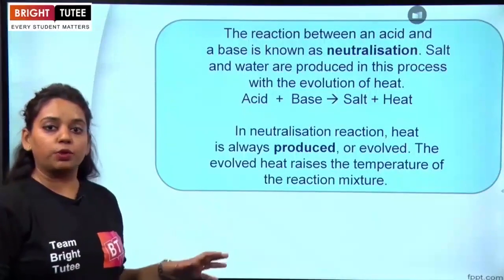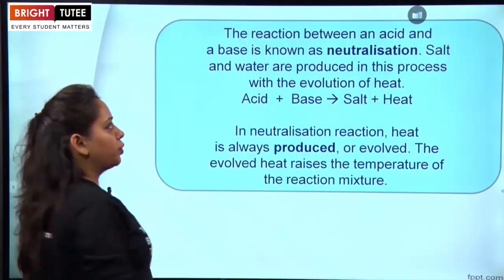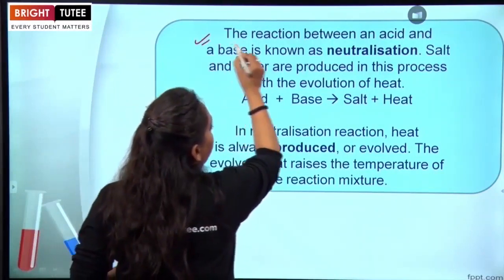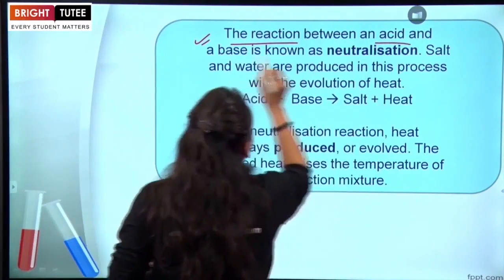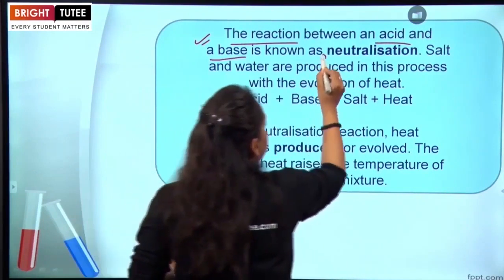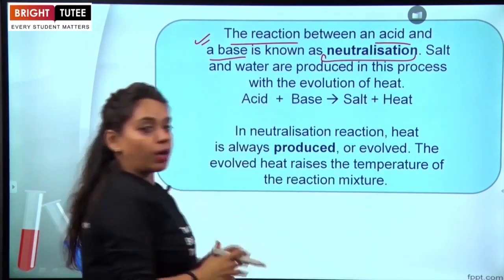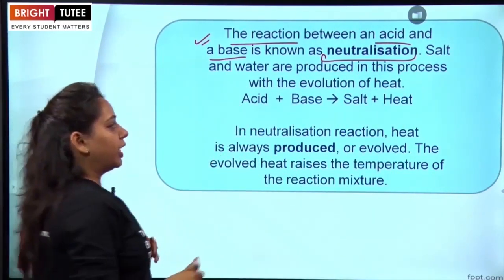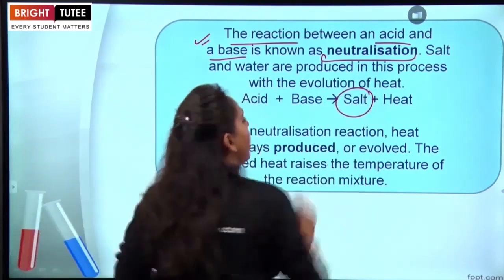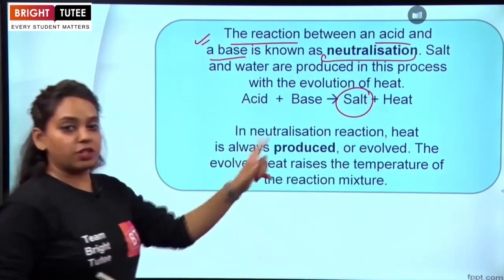And let us just conclude this session with the definition of neutralization. These are the reactions between acid and bases and are known as neutralization reaction. And what is obtained in this reaction? We obtain salt. When acid react with a base, we obtain salt.